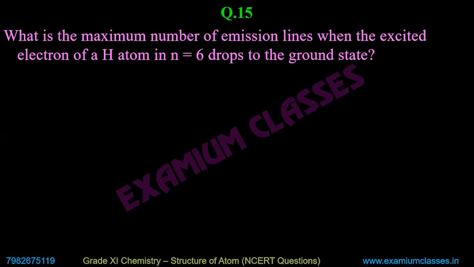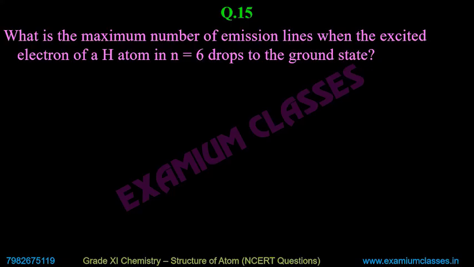Sir, summation of N2 minus N1. No, the formula for emission lines is different. Okay. Yes, Pratham. Sir, we'll use the formula N2 minus N1 into N2 minus N1 plus 1 by 2. So the answer would be 5 into 6, 30 by 2, so 15. Correct.